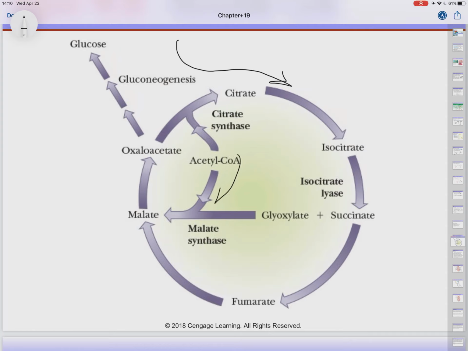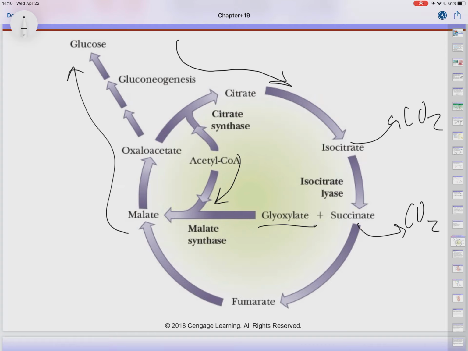let's see, where is it? It gets turned right into malate. And we can also get, I guess, some glyoxylate, and succinate can be made into malate. But remember, it's reactions over here that lose CO2s. So by shunting away from that, you keep your carbons, and you can actually devote them towards making more molecules.